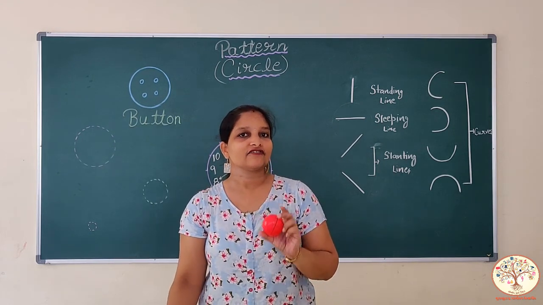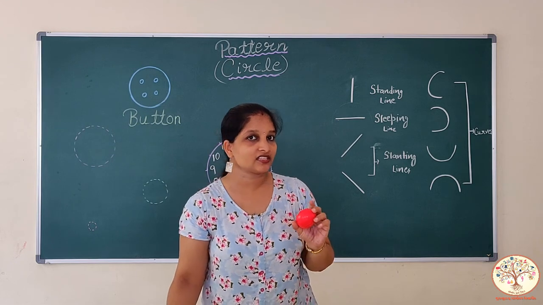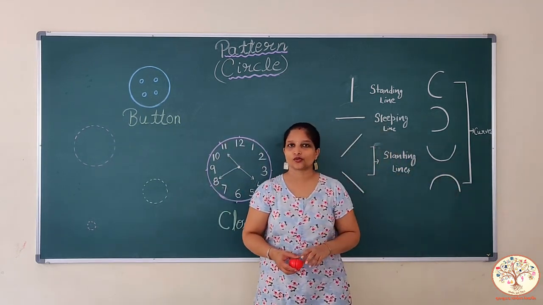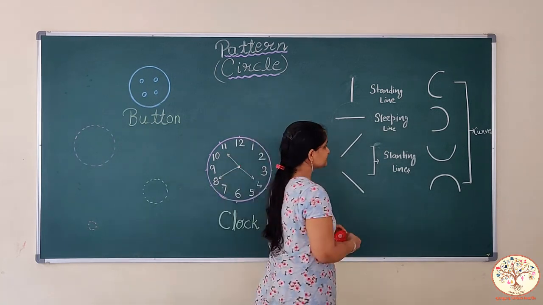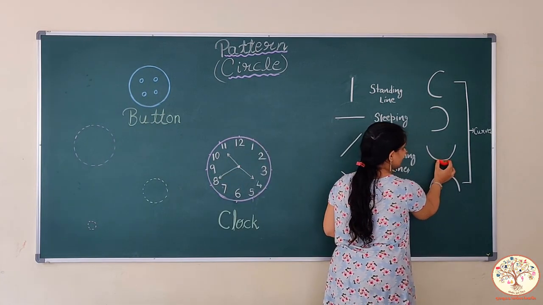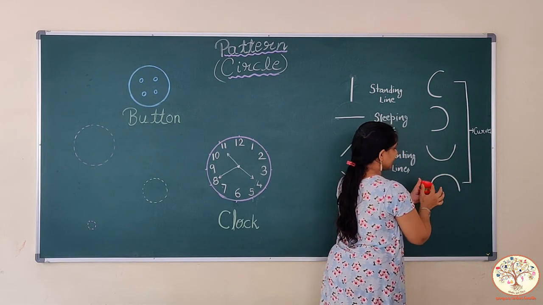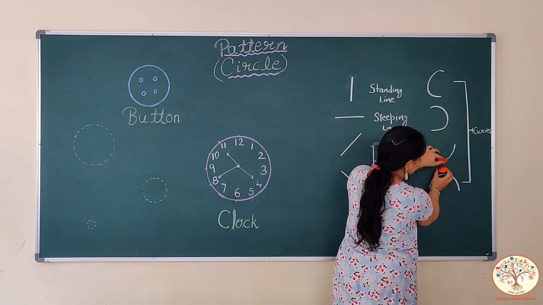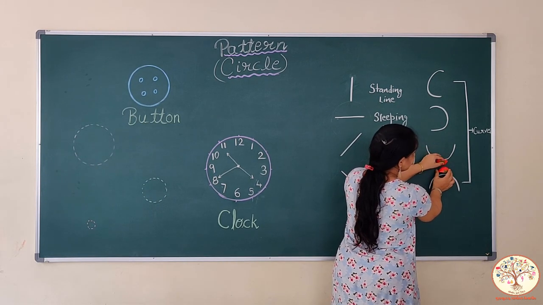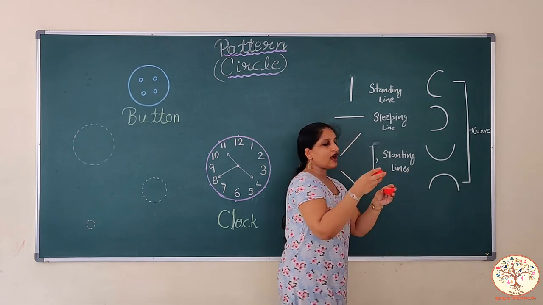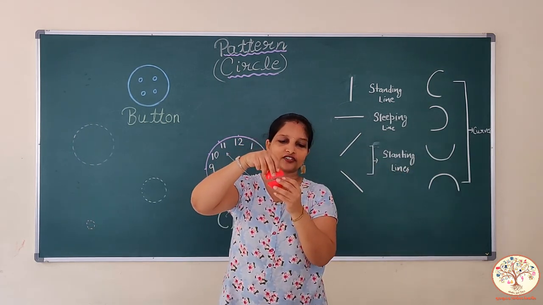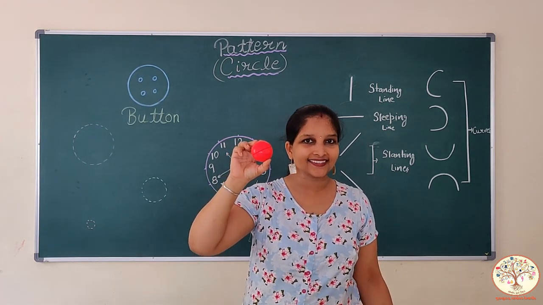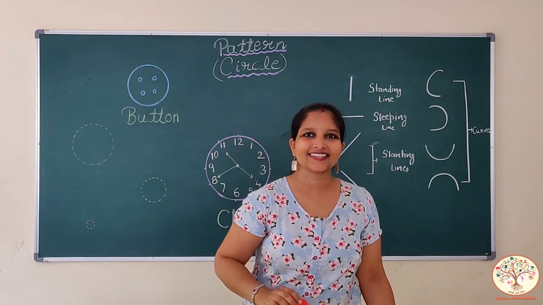Now kids, we will do this experiment with upward curve and downward curve also. Okay? See. This is upward curve and this one is downward curve, right? And when we will join upward curve and downward curve, we will get a circle, right?